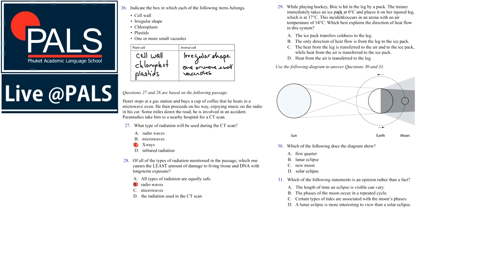While playing hockey, Bree is hit in the leg by a puck. The trainer immediately takes an ice pack at 0 degrees Celsius and places it on the injured leg, which is at 37 degrees Celsius. The incident occurs in an arena with an air temperature of 14 degrees Celsius. Which best explains the direction of heat flow in this system?